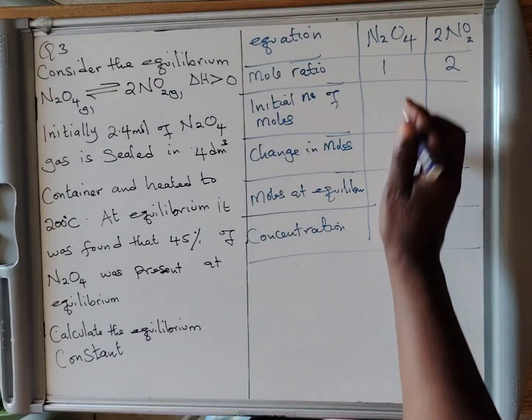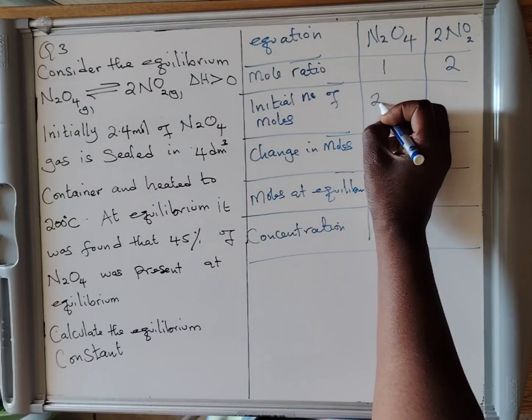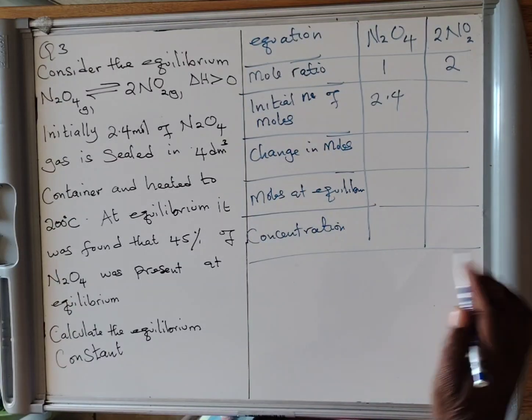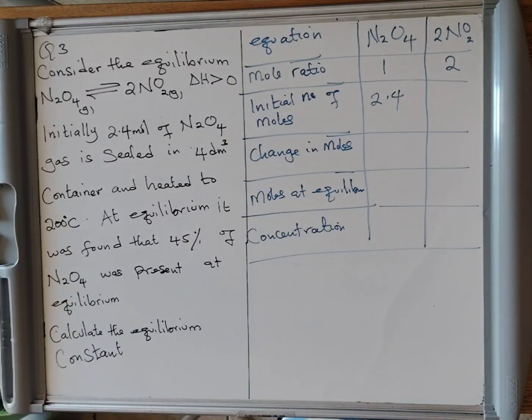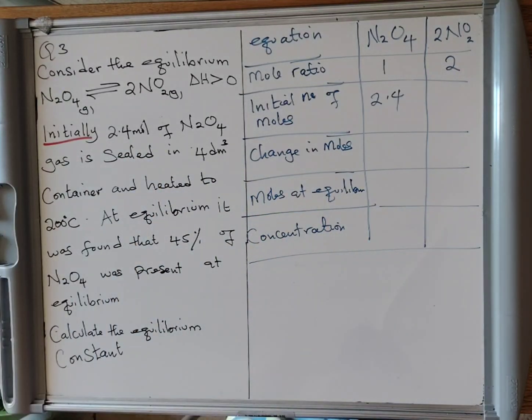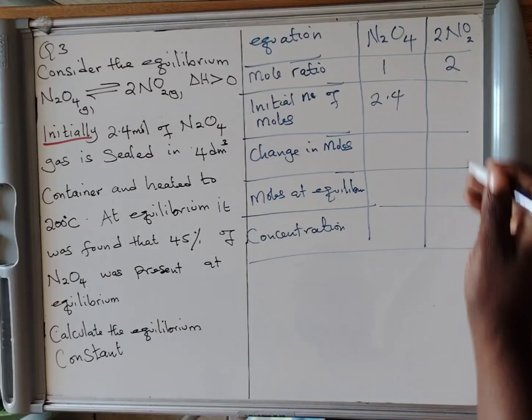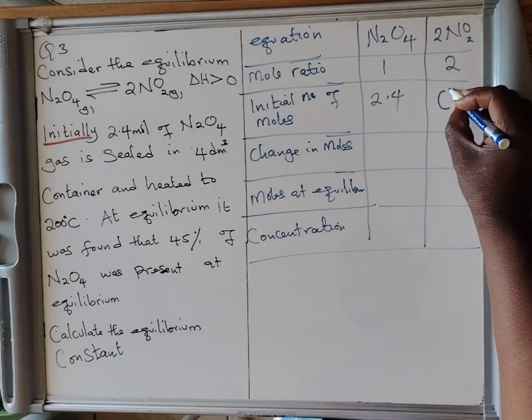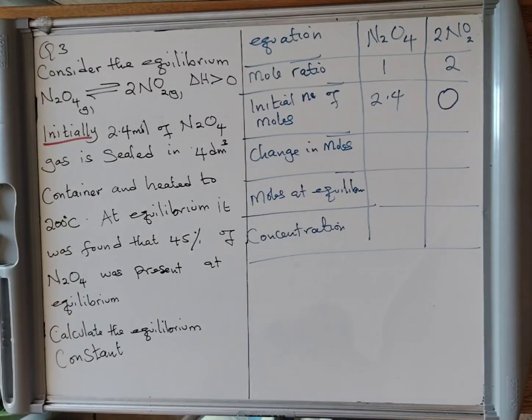You have the initial, which is 2.4 number of moles. And there's something very important here. They said initially. Whenever you hear initially, or when the reaction is just starting, the number of moles of the product is 0. There's no product.